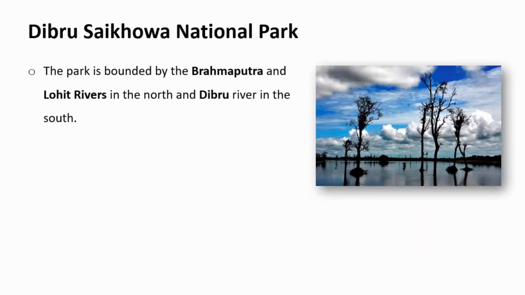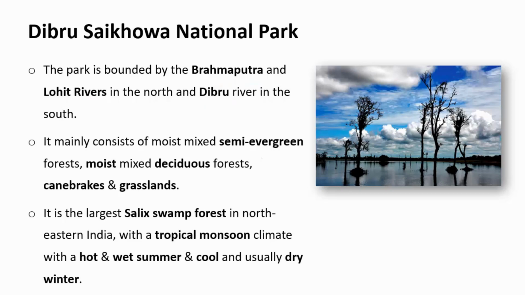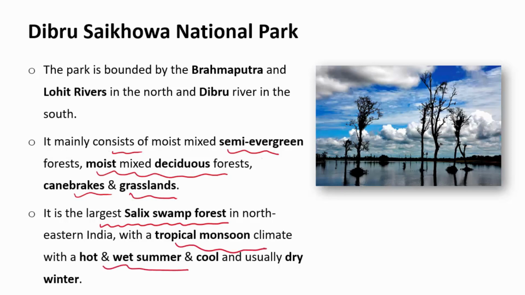Let us know some more details about this national park. This park is bounded by the Brahmaputra and Lohit rivers on the northern side and the Dibru River on the southern side. It mainly consists of moist mixed semi-evergreen forest, moist mixed deciduous forest, canebrakes and grasslands. It also has the largest salix swamp forest in the whole of northeastern India, even bigger than Kaziranga National Park, with a tropical monsoon climate with a hot and wetter summer and a cool and usually dry winter. Right? So summer seasons are hot and wet and the winter seasons are dry and cool. That is what you have to remember.